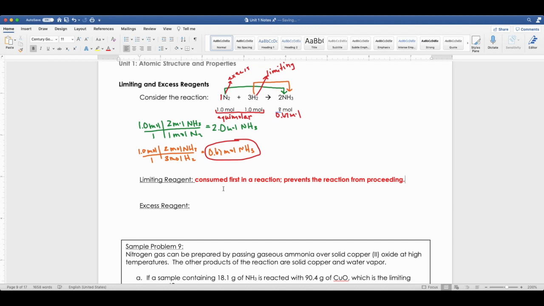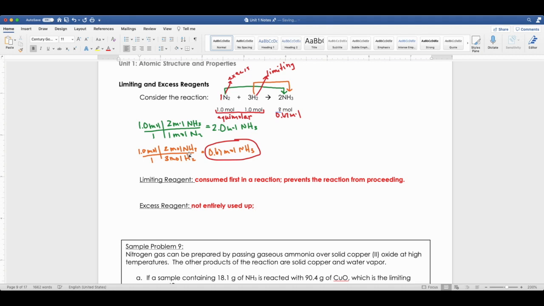So my hydrogen is the limiting reagent because it produces less product, right? It's totally used up in this particular reaction. So hydrogen is my limiting reagent. It's preventing the reaction from continuing even more because there's no more of it left. Whereas my excess reagent is not entirely used up.